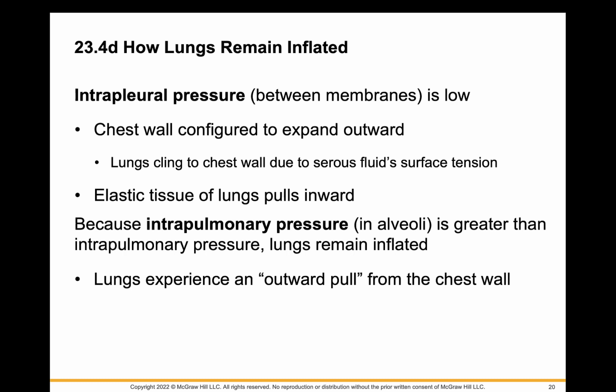Now, what's going to be important here, and we'll come back to this in the next series of screencasts on respiratory physiology, is intrapleural pressure. This is the pressure that we find between the membranes, and it is low. The chest wall is configured to expand outward. Lungs cling to the chest wall due to serous fluid's surface tension. There's an elastic tissue of lungs pulling inward. Because intrapulmonary pressure in the alveoli is greater than intrapleural pressure, the lungs will remain inflated. Lungs experience this outward pull from the chest wall.